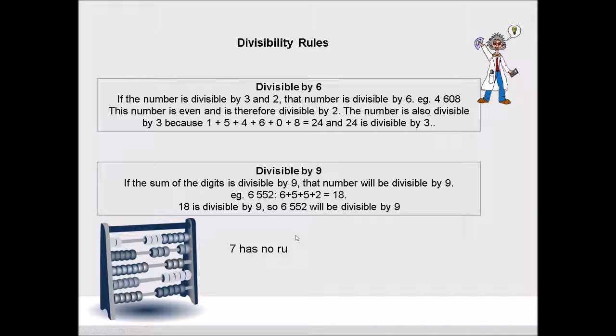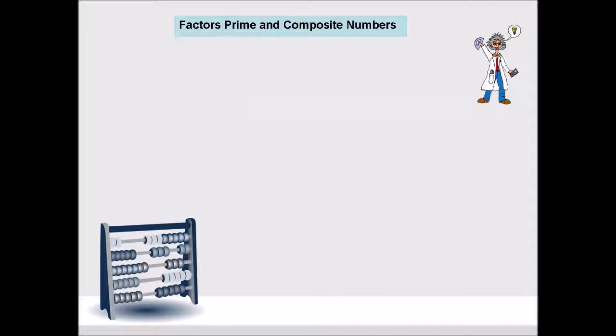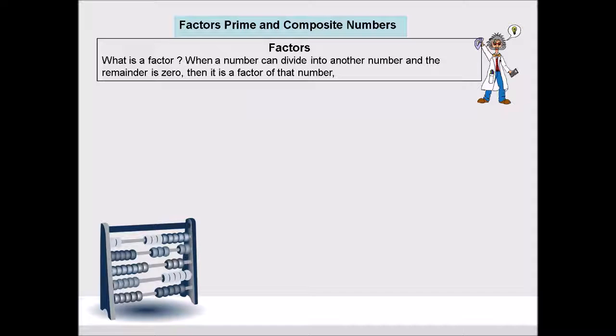Now we still have to test for 7, but as I said, there is no rule for 7, so good luck, you're on your own. Just going to have to test them one by one. We also need to know what is a factor, because we will be mentioning the word factor later on.